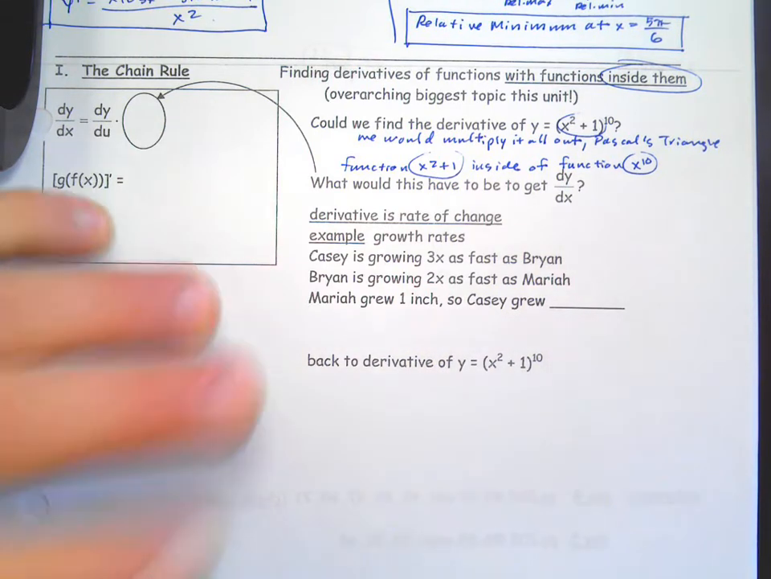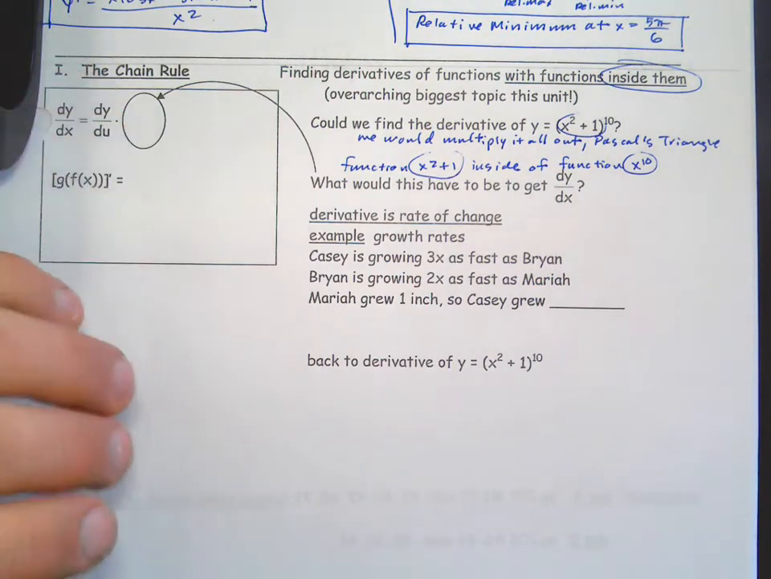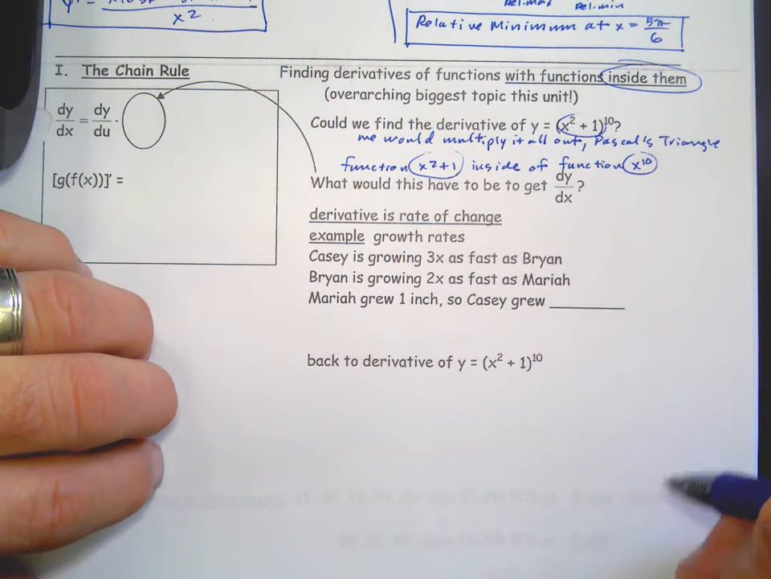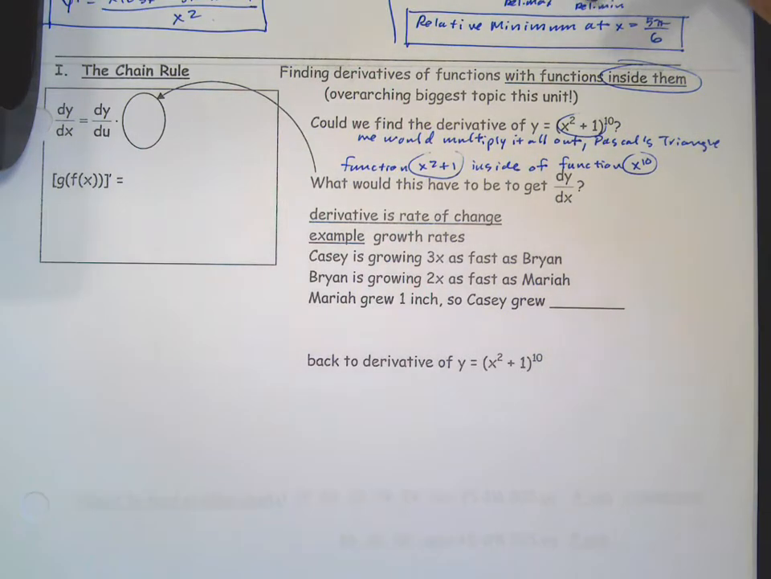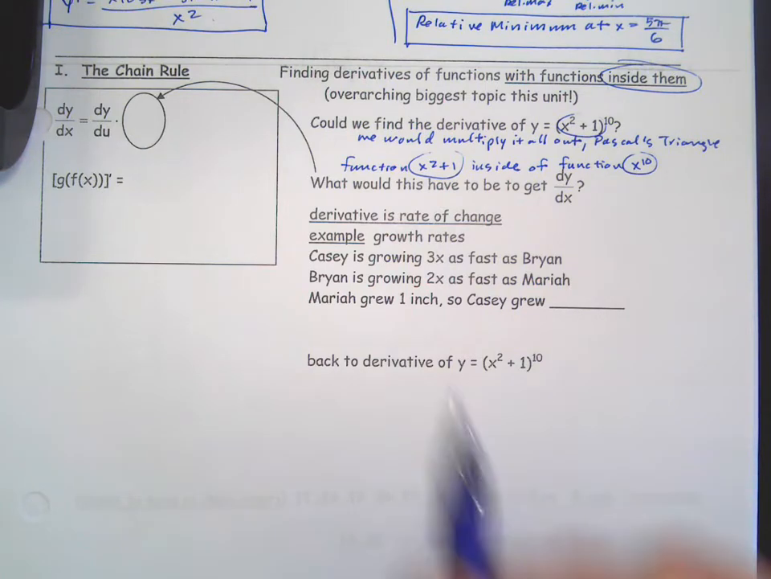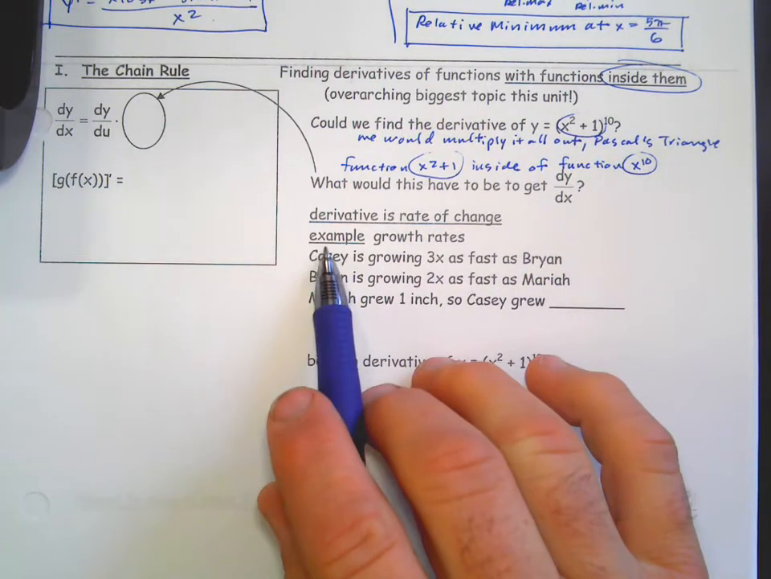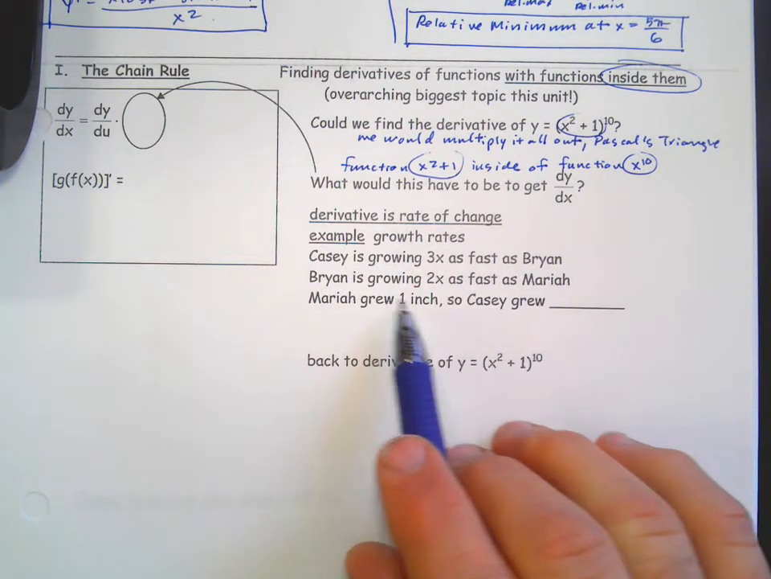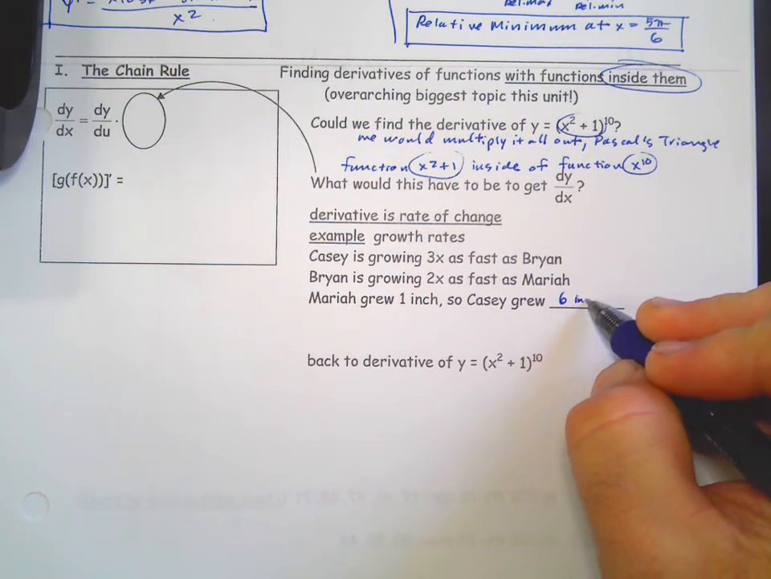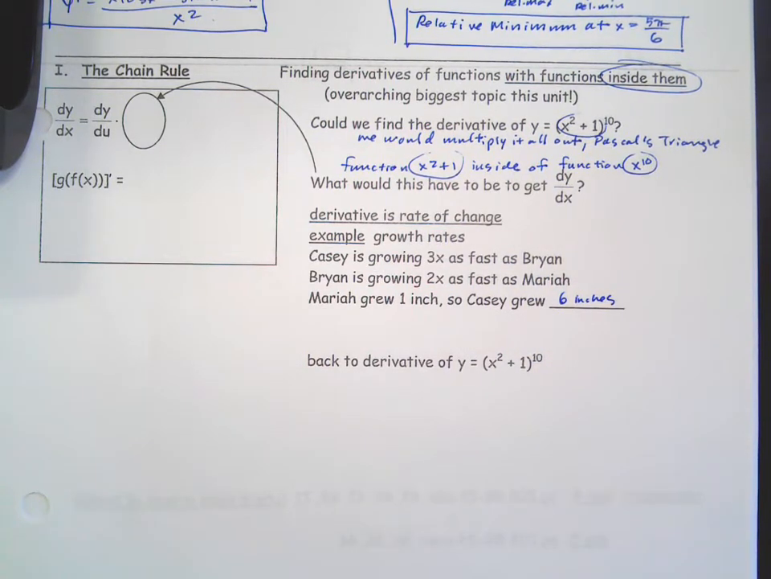Could you figure that out? What do you think? Do you think you know the answer? I think Casey is 3 times Brian, Brian is 2 times Mariah, so Casey is 6 times Mariah, right? If Mariah grew 1, then Casey grew 6 inches. I feel like that's something you might even do in an Algebra 1 class, but how can we relate this to derivatives? Growing is a rate, and that's a derivative, so there's definitely something about derivatives here.